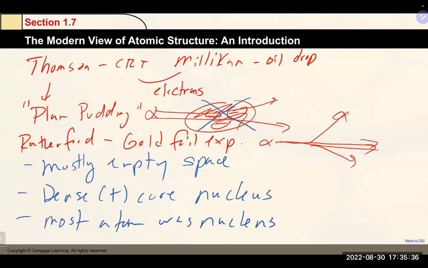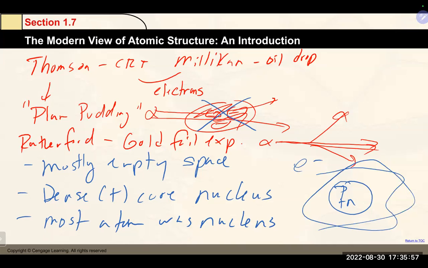Along the way, other particles obviously were discovered, like protons and neutrons, and ultimately we end up with our modern and current version of the atom, which is obviously we have a nucleus that has protons and neutrons in it, and out from the nucleus, at some point in that empty space, are electrons that are basically moving around. Any questions on any of that stuff we talked about last time?